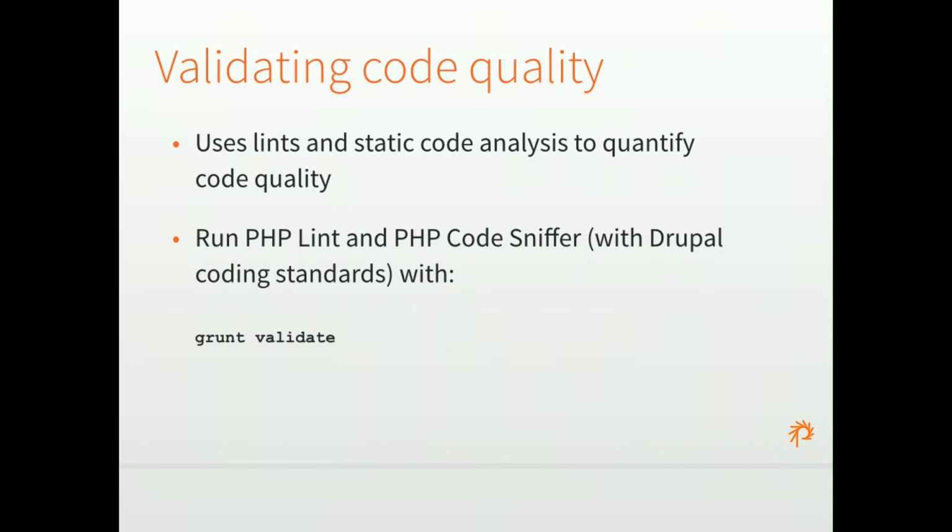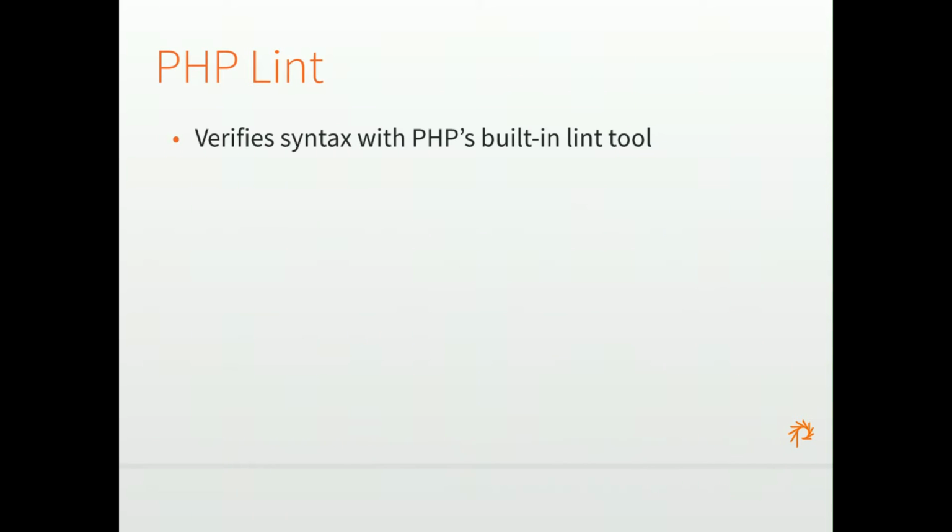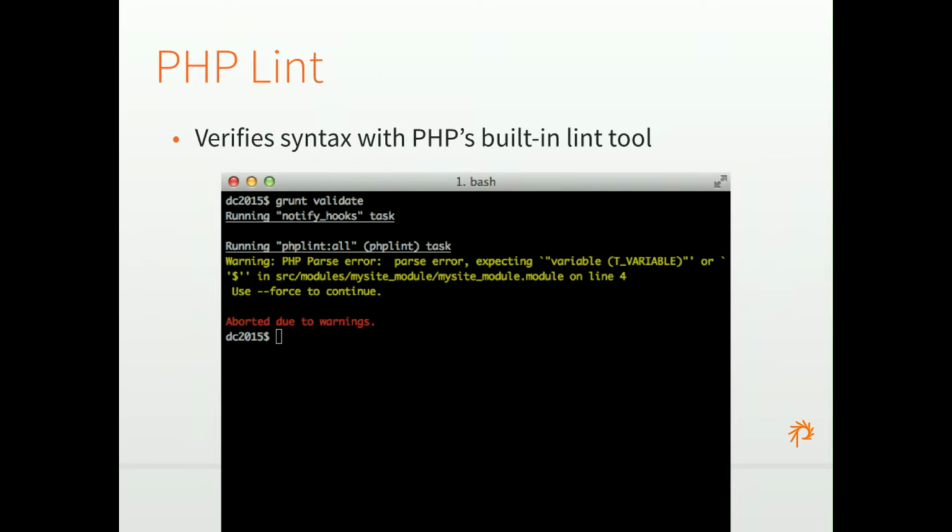And the first code quality checks that we supported were PHP lint and PHP Code Sniffer. And this runs when you run grunt validate. And to just show what kind of feedback you're getting from that, PHP lint is actually a tool built into PHP, and it's doing just very basic syntax checks. So, if you made a parsing error that would result in a white screen of death if you actually tried to view this in Drupal, it's going to give you that feedback immediately. There's a parse error. It's expecting a variable and didn't find it.